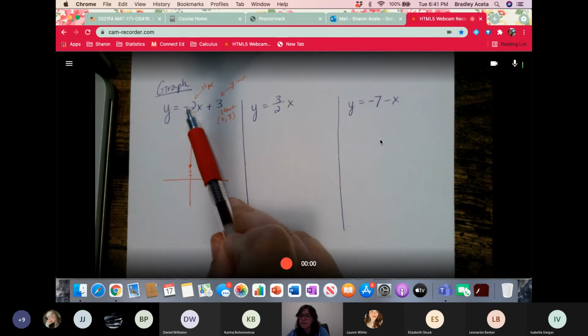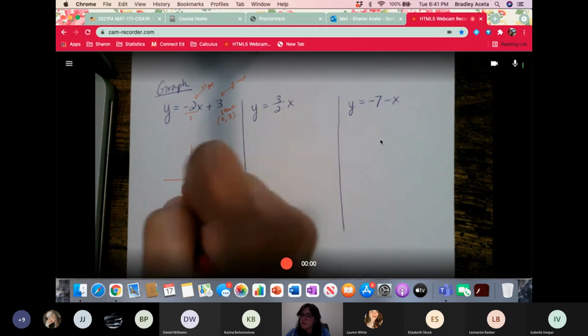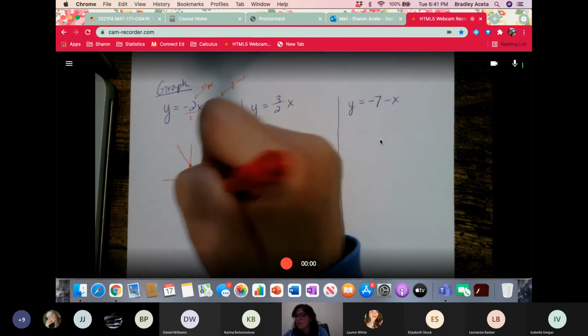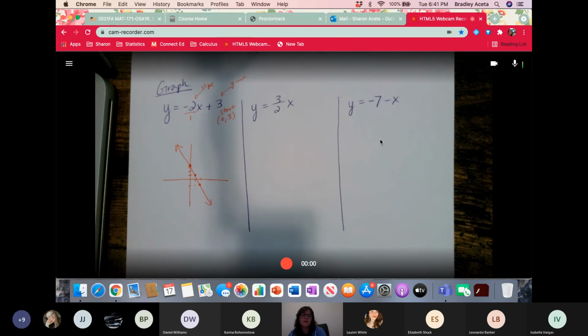So I'm rising negative 2. I'm running 1. Or in this case, I'm going to go down 2, right 1. So down 2, right 1, and make a dot. Down 2, right 1, and make a dot. And then you can keep going. Usually 3 points is good enough. But if you plug that in your calculator, negative 2x plus 3 into the y1, you'll get that graph.